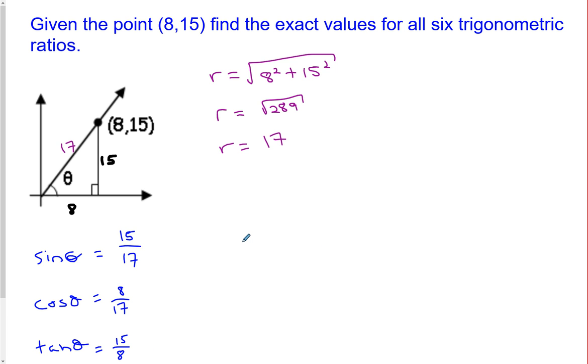Good. Now my reciprocal: cosecant, secant, cotangent. Now I need to flip my ratios. So I'm just going to take the ones on the left and I'm going to invert them. I'm going to flip them. There, all done.